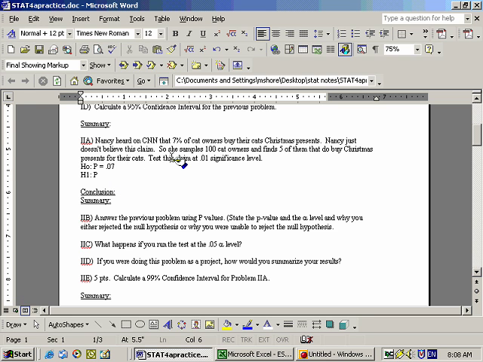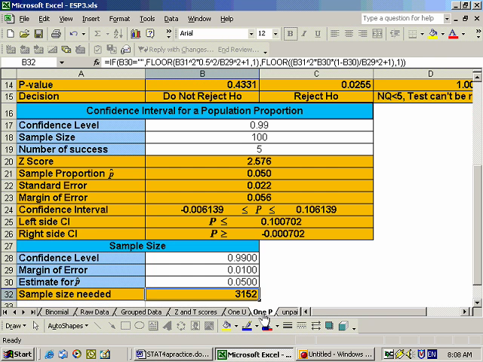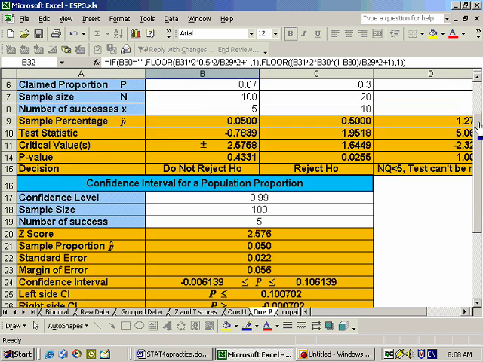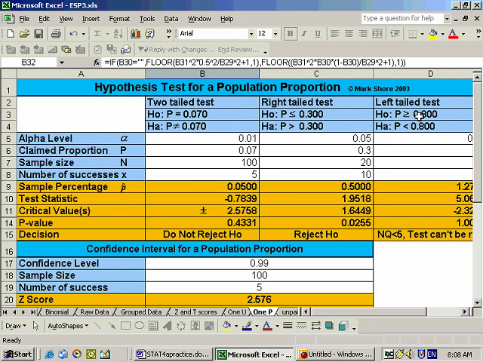So at this point it says she samples 100 cat owners, that would be your N, 100 cat owners, and finds 5 of them, that's your number of successes, do buy Christmas presents for their cats, and says test this claim at the 0.01 alpha level. Well, this is a hypothesis test for percentages, so we'll go to the Excel sheet, go to the 1P sheet, and at the top of this sheet, this is a two-tailed test because it was just she doesn't believe it, so a not equal to was the alternate hypothesis, and the alpha level we were supposed to test this at was 0.01.